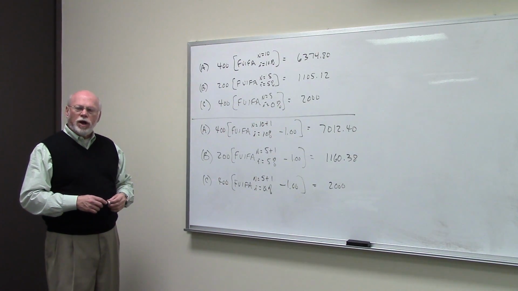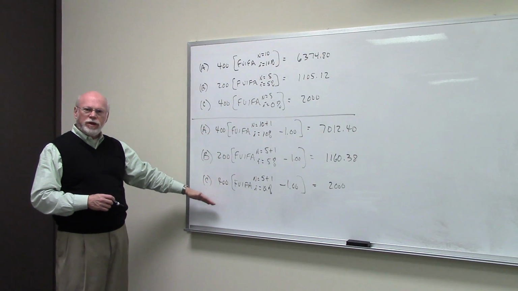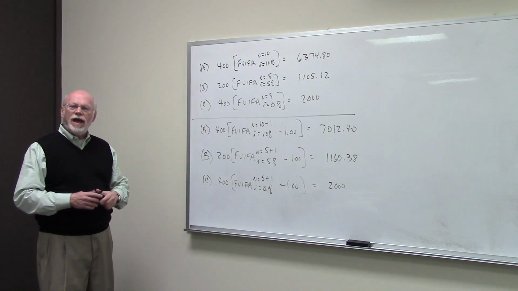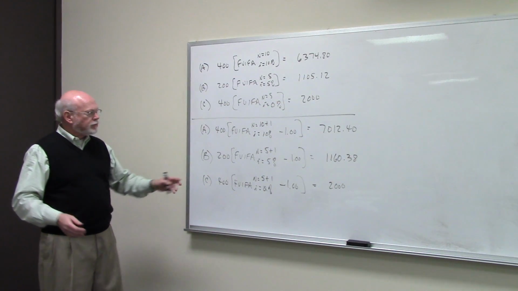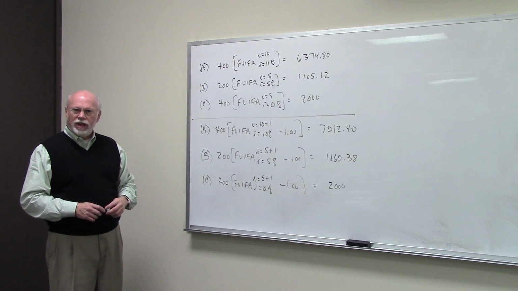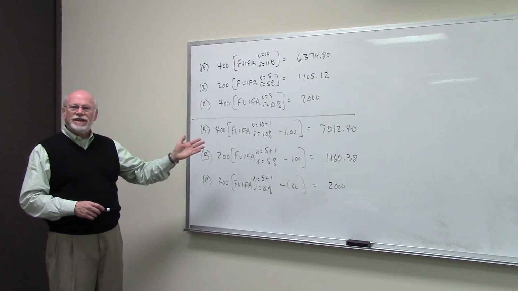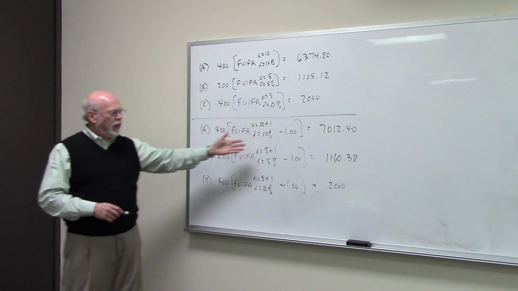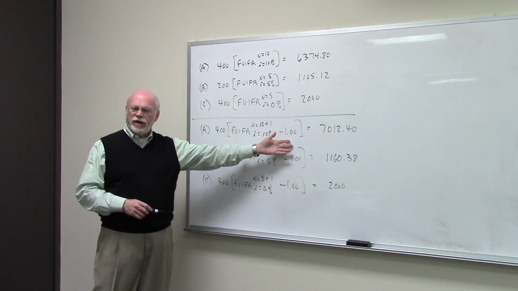The other part of this problem is they want us to value the same annuities, but they want us to value them as annuity dues. To value an annuity due, you use your interest factor tables, now N is going to be equal to T plus 1. And then we subtract 1 from that interest factor.